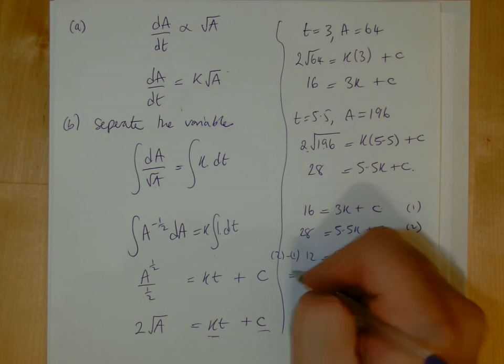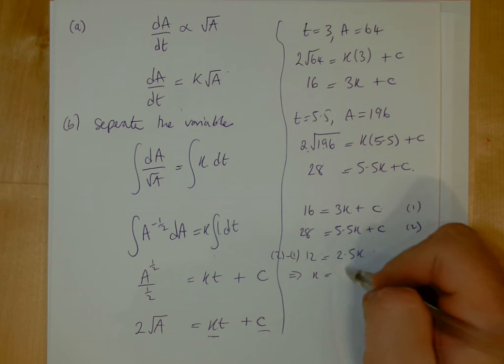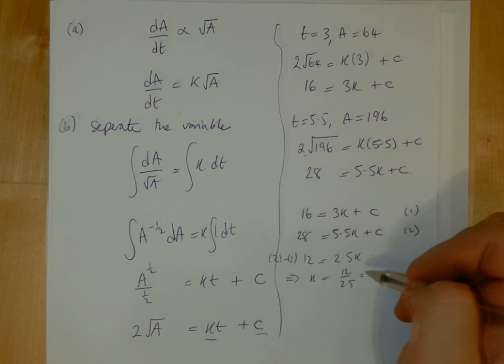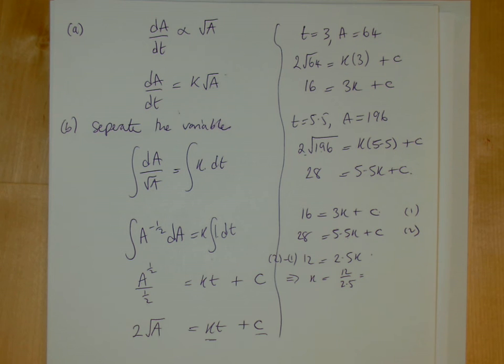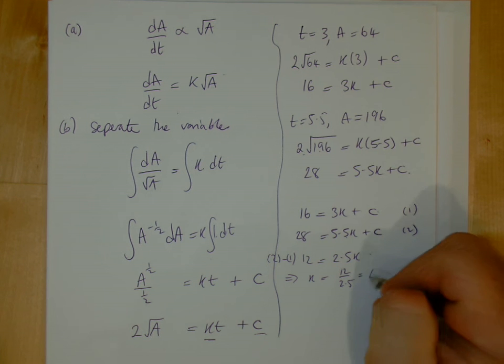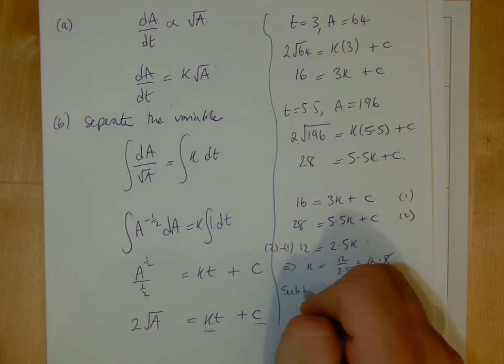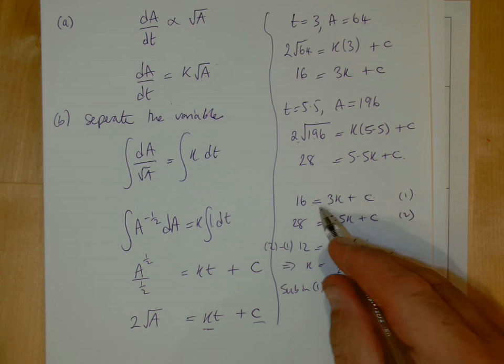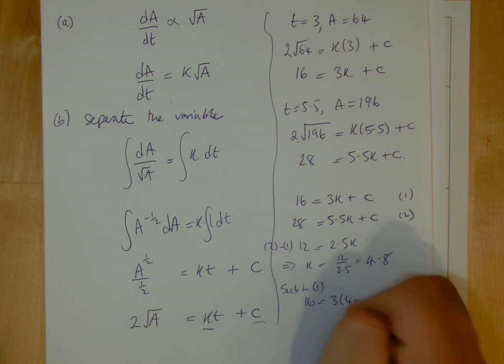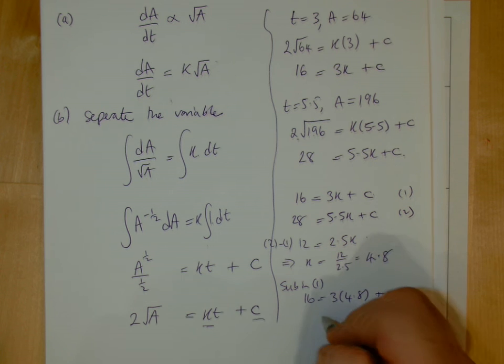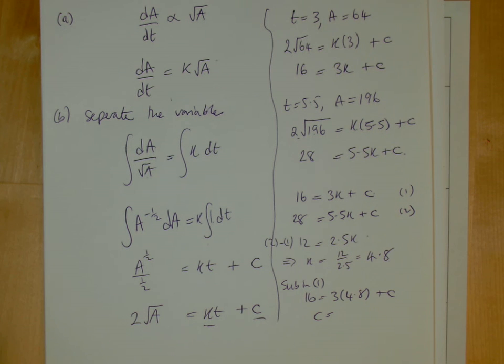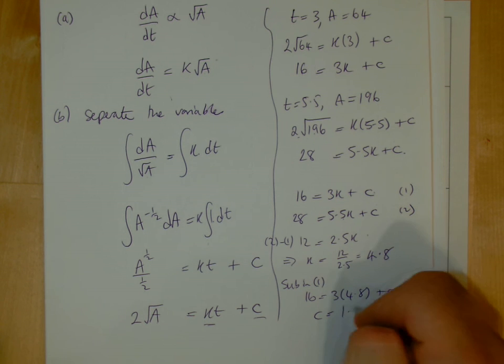So that implies then that k will be 12 divided by 2.5. If I work that out on my calculator, I get 24 over 5, or 4.8. Okay, so we've got k, so we just sub it back into, say, number 1, to work out what c is. So we've got 16 equals 3 times 4.8 plus c. So c will equal 16 take away 3 times 4.8. So I get c to be 8 over 5, which is 1.6.